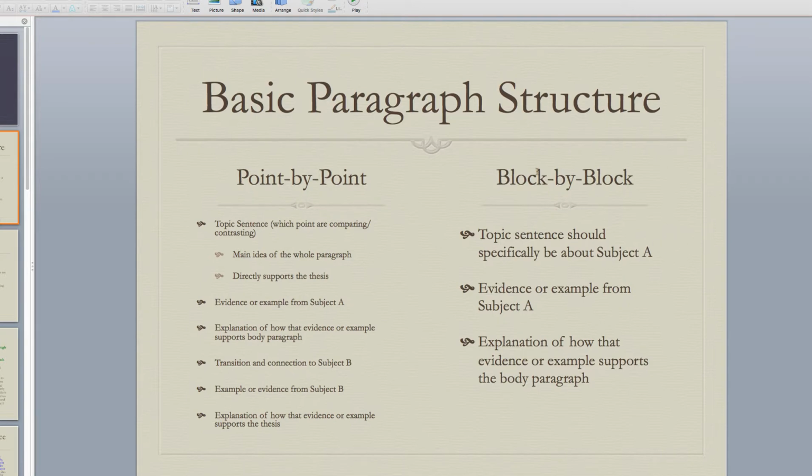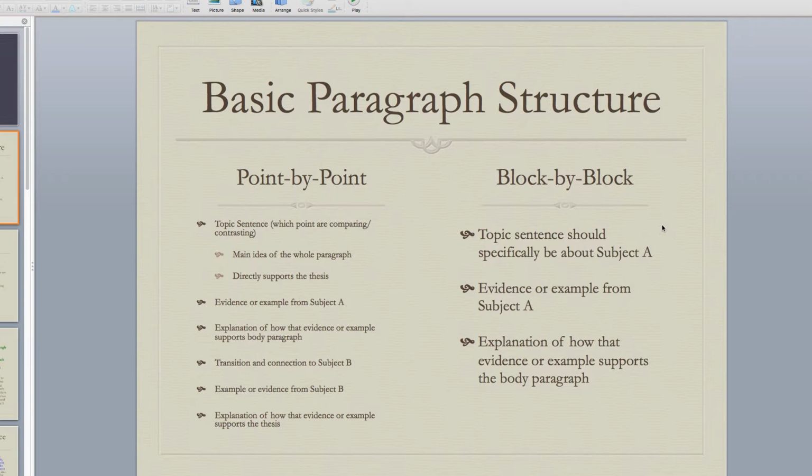Remember that the first half of the essay in a block by block will be about subject A, and the back half of the essay will be about subject B. What gets tricky about this particular structure is that when you are talking about subject B, you do have to remind the reader what happened with subject A. How are they similar and how are they different? If you do not do that in the block by block structure, you simply talked about two different things and you put them in an essay next to each other, and you never really had any connecting information about them.